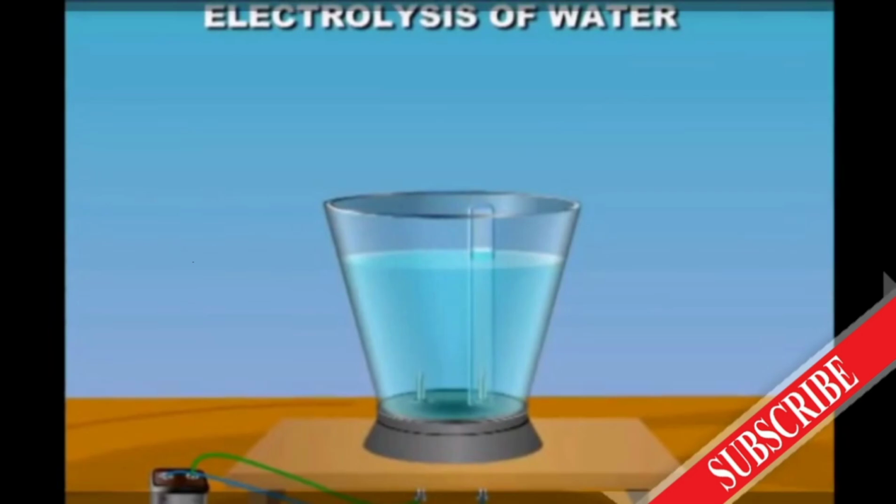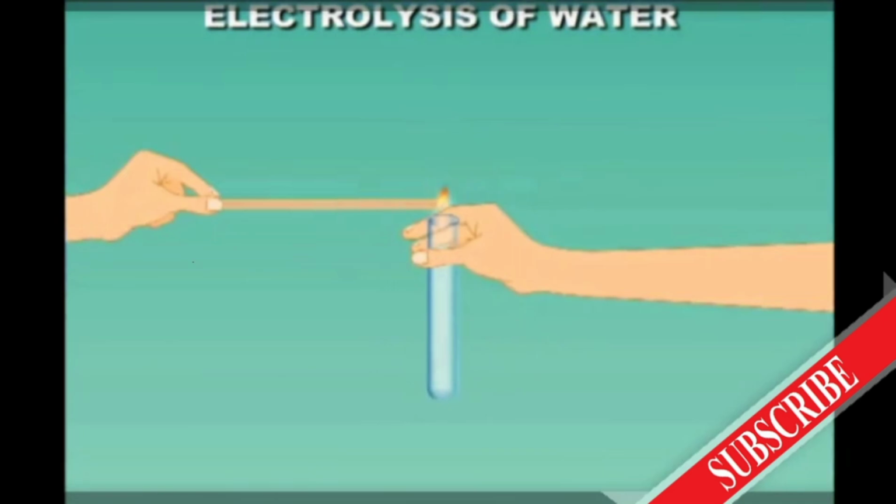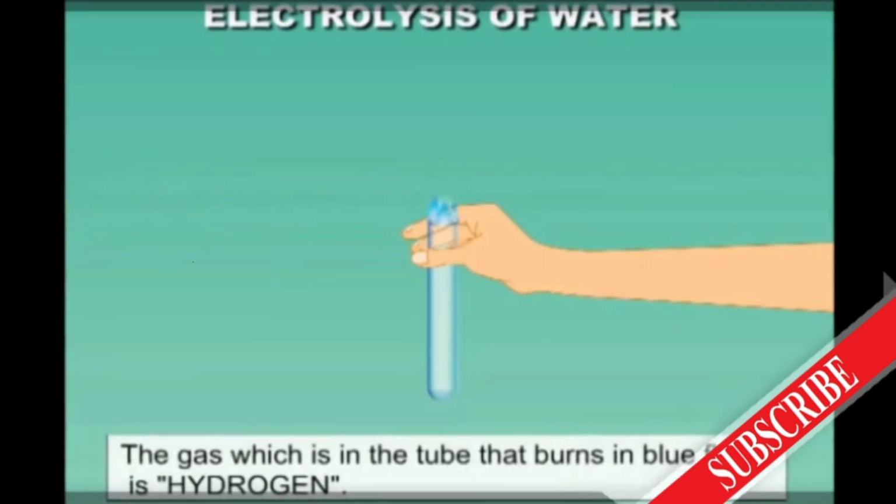Now, let's test the gas produced in next beaker. Now let's introduce the burning matchstick in the test tube where more volume of gas is formed. We can see that the burning matchstick gets extinguished immediately. It produces a pop sound, and the gas burns with a pale blue flame at the opening of the test tube. This proves that the gas is hydrogen. I hope you have understood the concept of electrolysis of water.